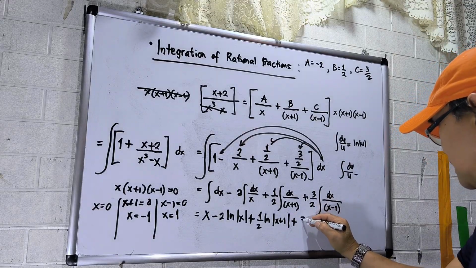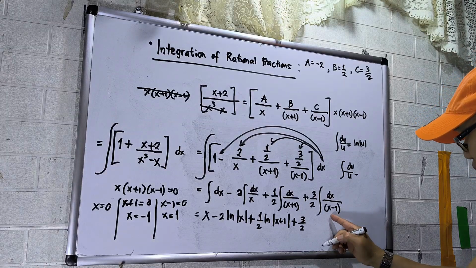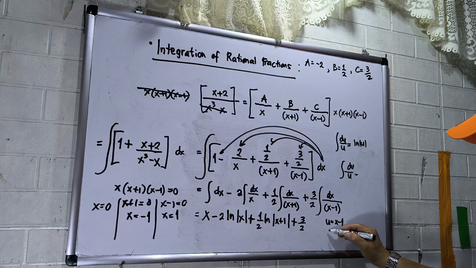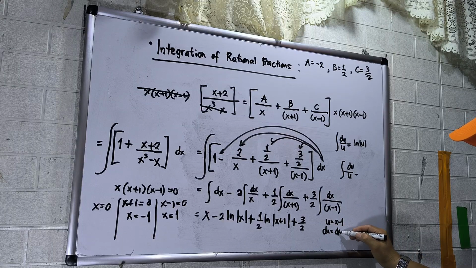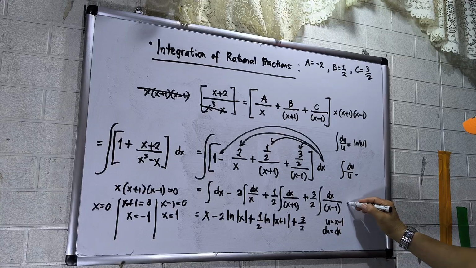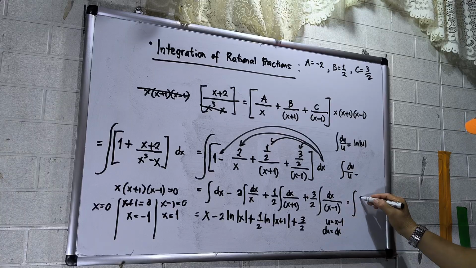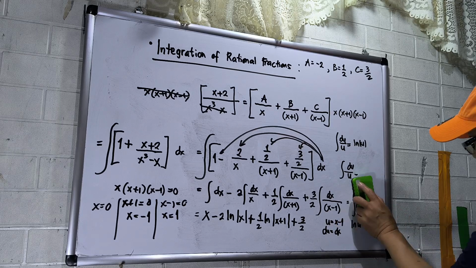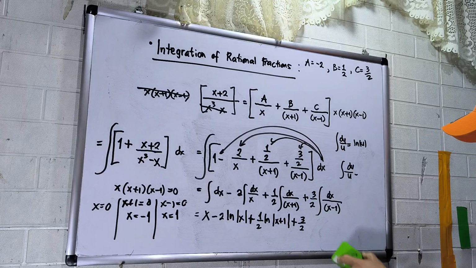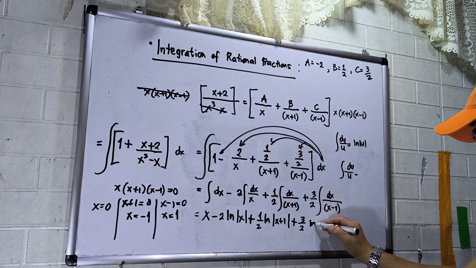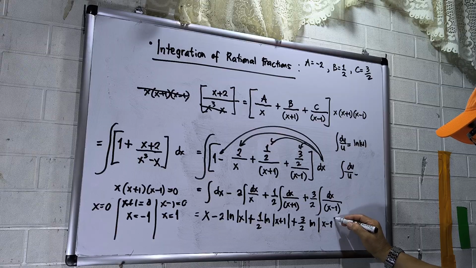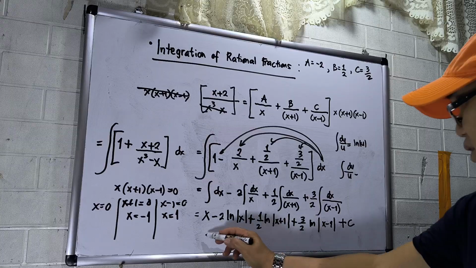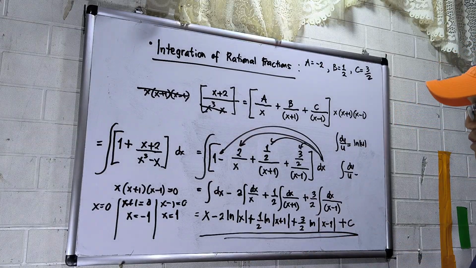Then plus 3 over 2, the same because this is 1. So we'll check. u will be x minus 1. du will be dx. So meaning this is integral of dx is du. Then x minus 1 is u. So meaning this is ln u. Okay? So therefore this is 3 over 2 ln absolute x minus 1. Then plus c. Okay? So this is now my final answer. That's all.